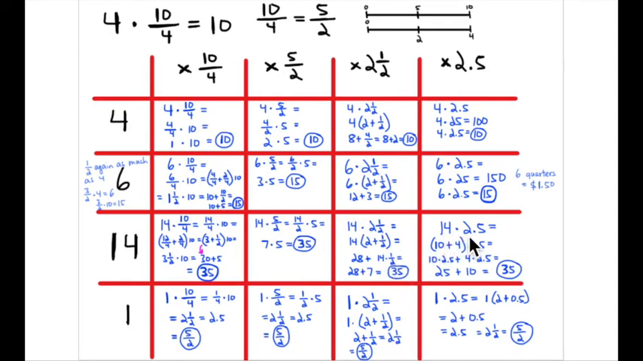All right, and 14 times 2 and 5 tenths. 10 times 2 and a half, we did that before, we did that up here. So 10 times 2 and a half is 25. And 4 times 2 and a half, actually we did that one up here. 4 times 2 and a half is 10. 25 plus 10 is 35. So I'm going through this a little bit faster. So you guys just work through that on your own.